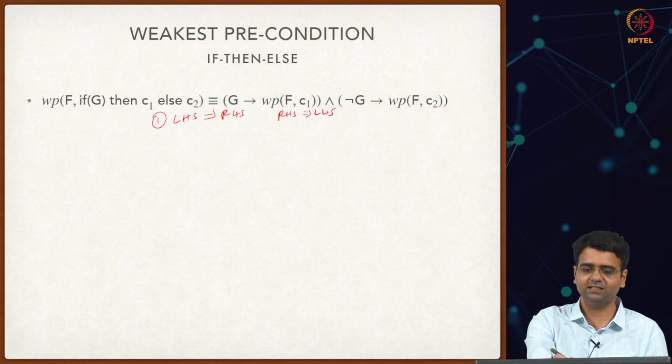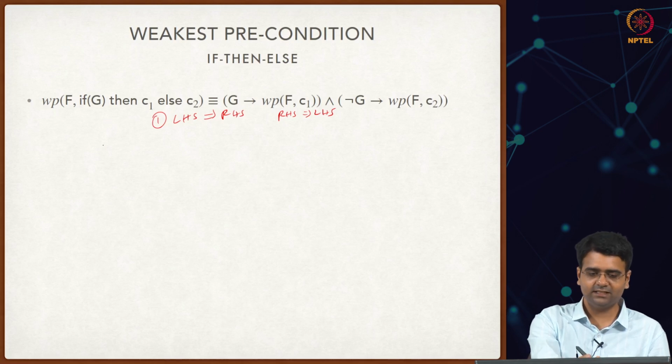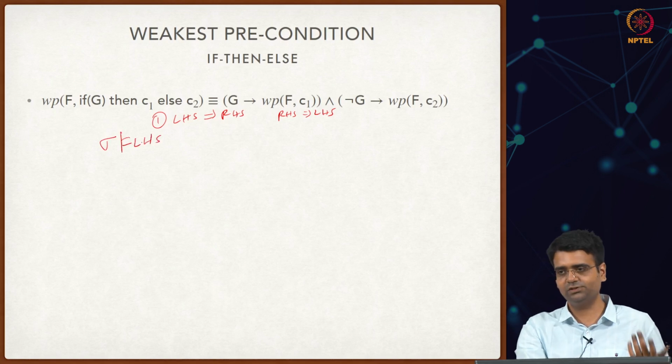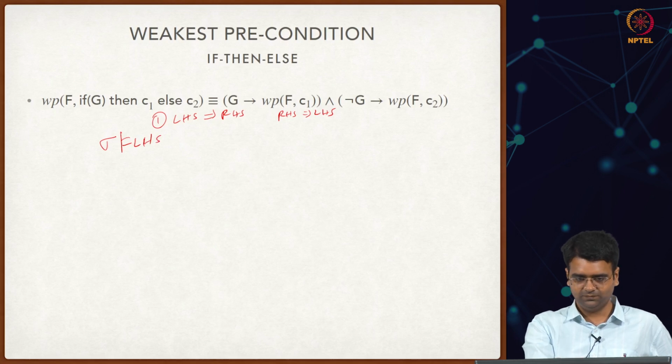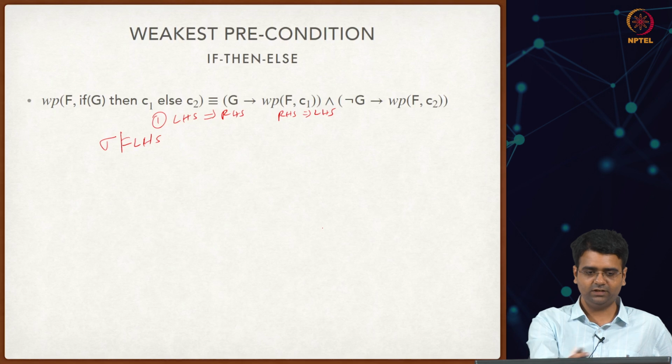To prove that LHS implies RHS, let us take a state sigma which is a model of LHS, and we will show that such a sigma must also be a model of RHS, which in turn will show that LHS implies RHS. So suppose sigma is a model of LHS. So use the definition of weakest precondition.